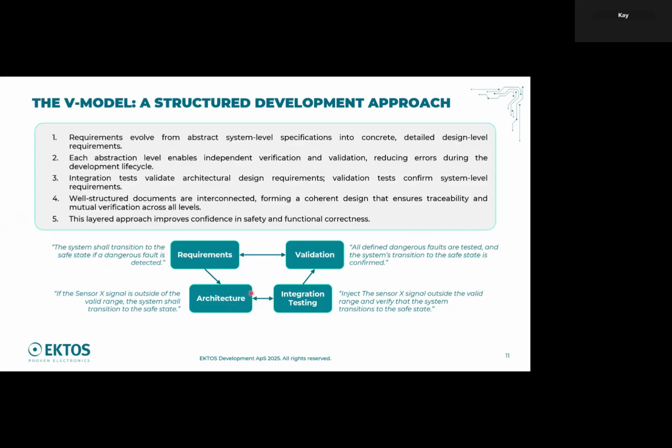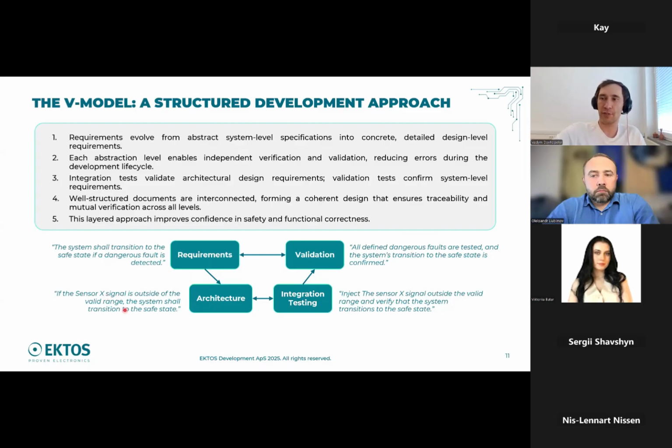And when we go into architecture design, here we want to answer the question of how we want to make the product work. Architecture design answers mostly how we want to implement, but some part of the requirements will also answer what we have to do. But we have to focus on how to do this. Here we can see that if the sensor X signal is outside of the valid range, the system shall transition to the safe state. So here we know that we have some sensor, and if it is outside of the valid range, we have to go to the safe state.